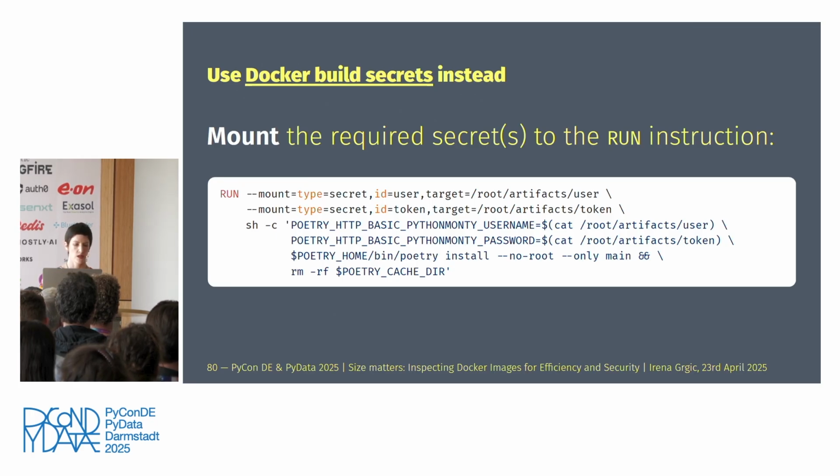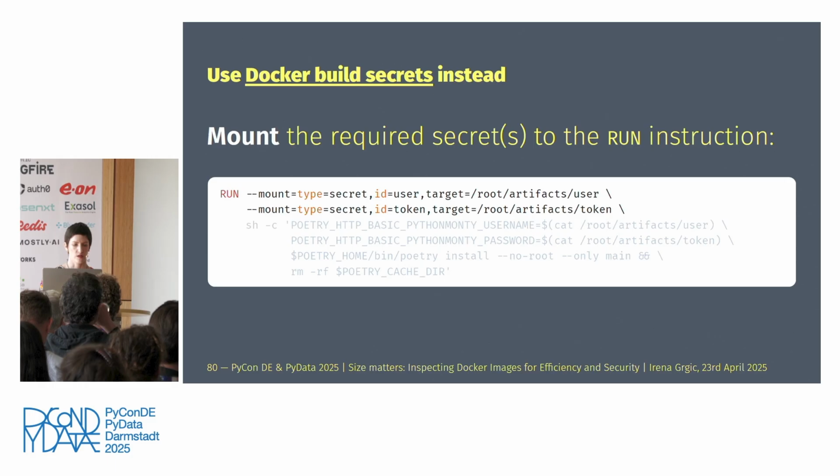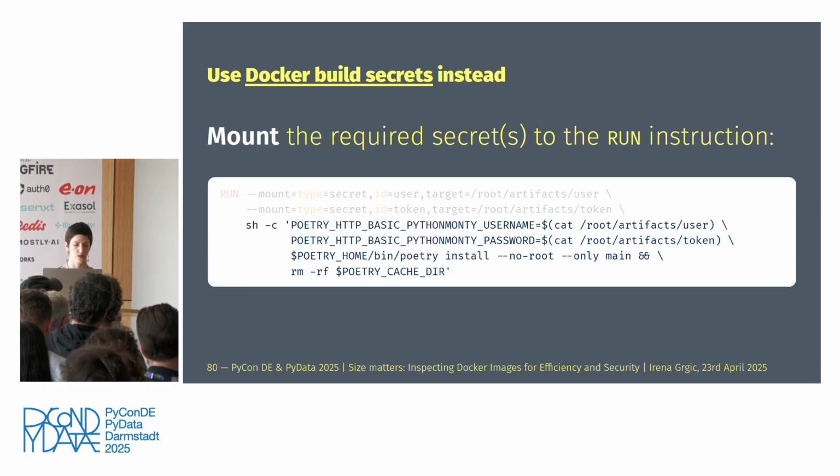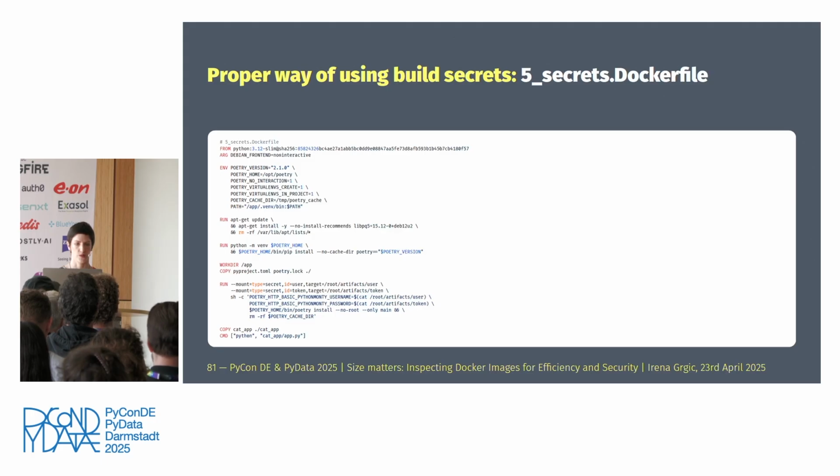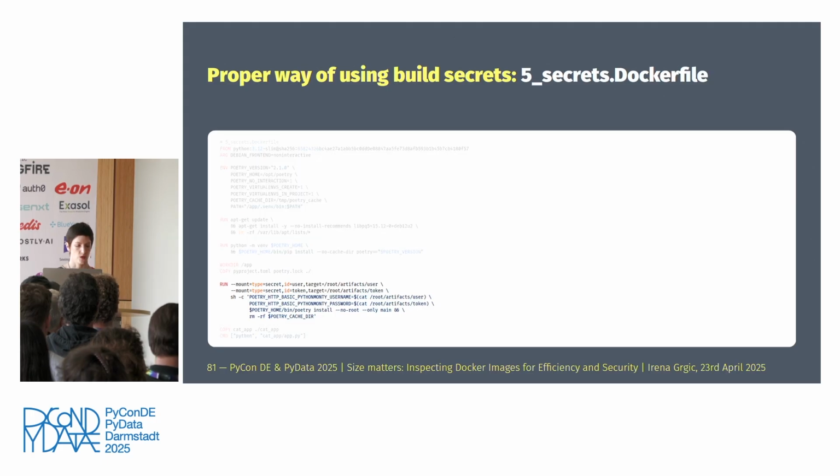So what you're doing here is you are mounting the secrets to a particular RUN instruction. You can see here, right? I specify a secret with a specific ID, and this particular RUN instruction will utilize the secret. The secret won't be persisted in the final image or the container. So this is the part that we changed.